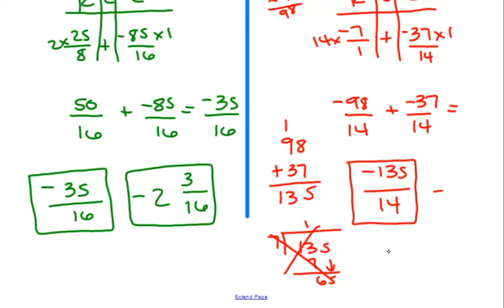Now for our mixed number, so let's try 14 times 8. 14 times 9. So we have negative 9, and that looks like 9 over 14.